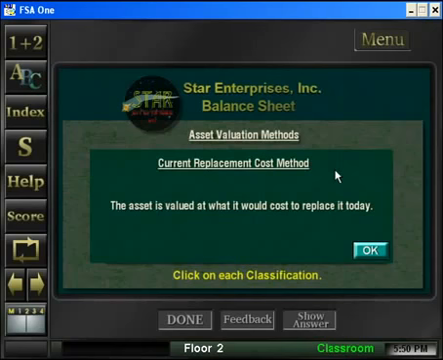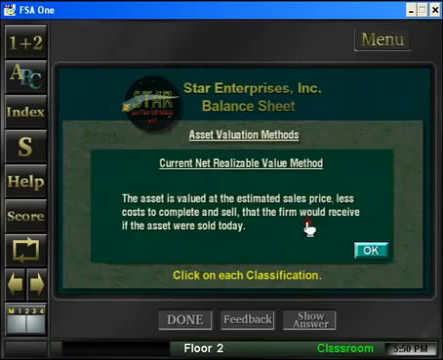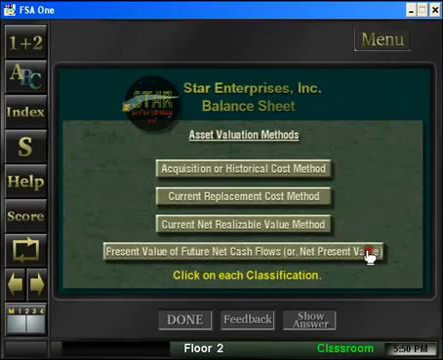Current replacement cost method. The asset is valued at what it would cost to replace it today. Current net realizable value method. The asset is valued at the estimated sales price less selling expenses that the firm would receive if the asset were sold today.